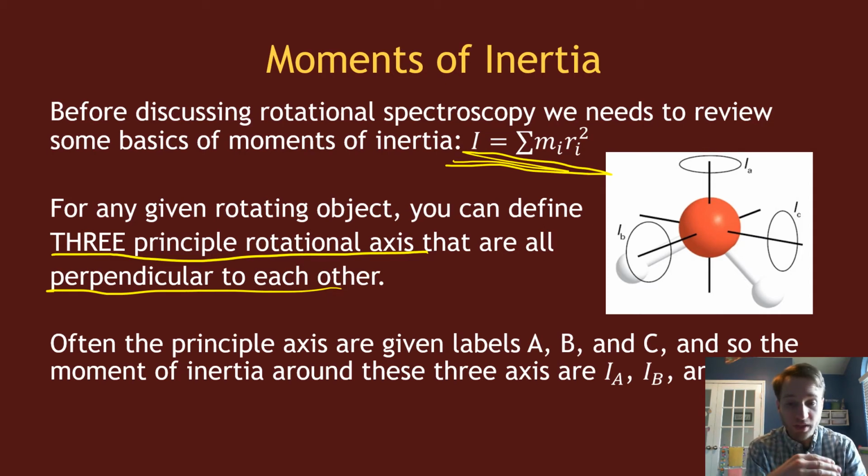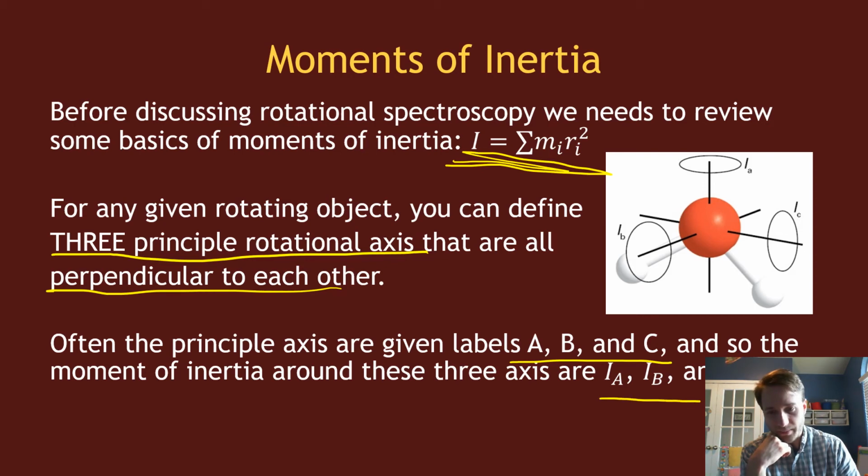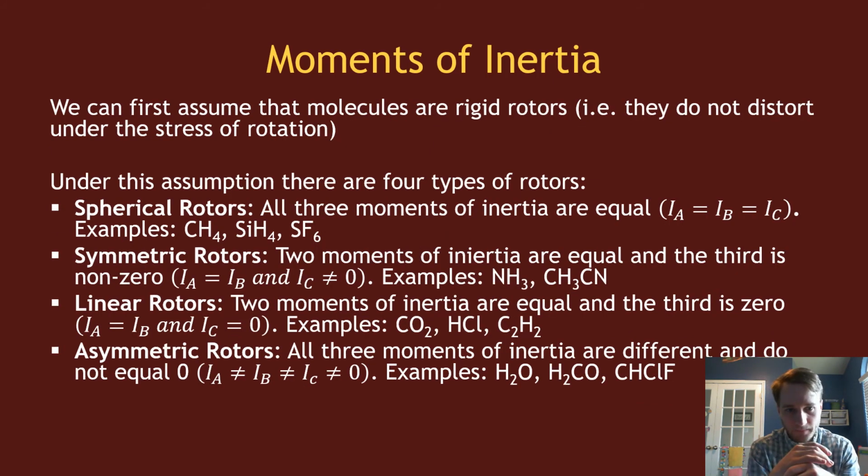There's always 3 per molecule, and each principal axis of rotation will have its own moment of inertia. So we're just going to label the axes of rotation A, B, and C, and thus we'll label the moments of inertia as IA, IB, and IC. That is what we're going to be using for our moments of inertia around our different principal axes. So there are different types of molecules that we can talk about, different types of rigid rotors.